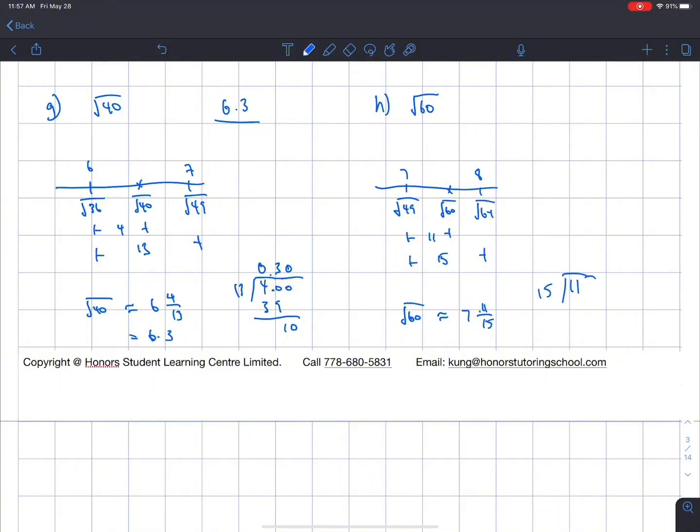Now I divide them. 15 times 6 is 90. Actually 7 is 105. Subtract, add another 0, move it down. 15 goes into 53 times. So this will be 7.7. And again, I check with my calculator, and I also get 7.7.